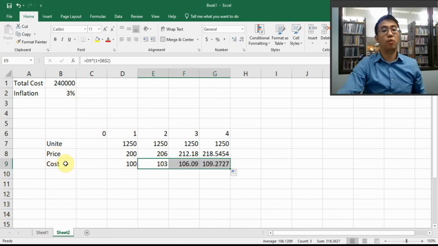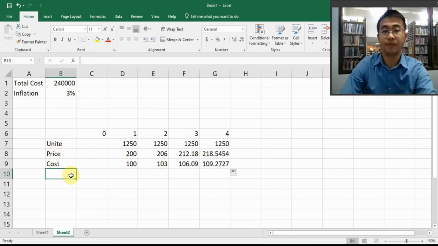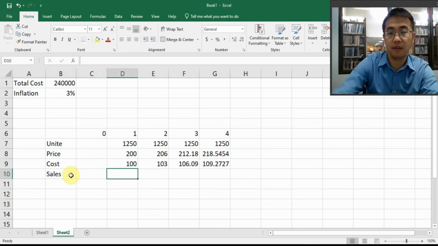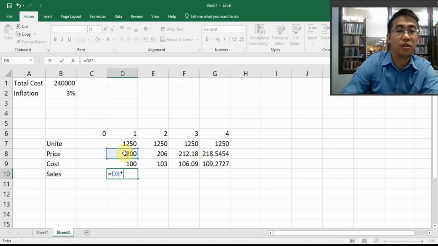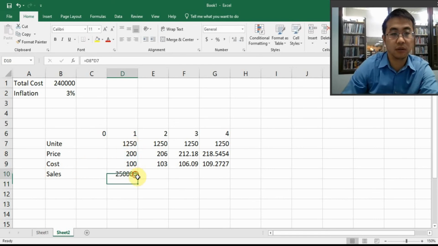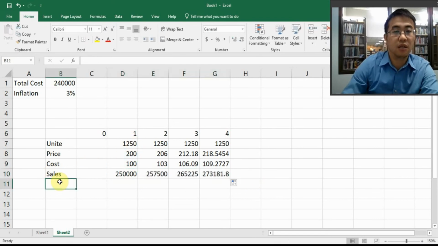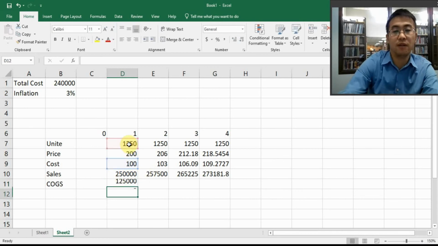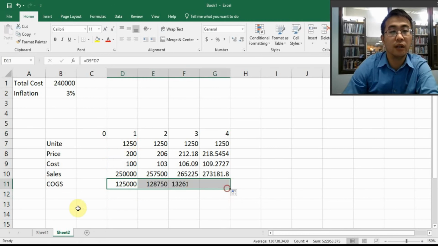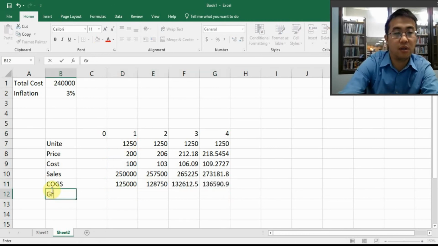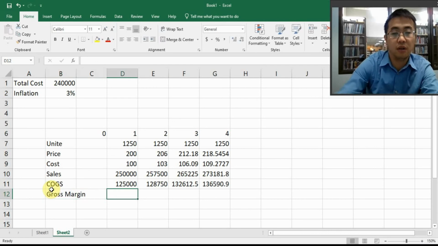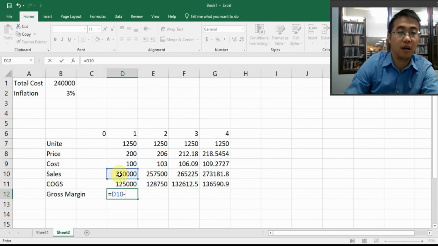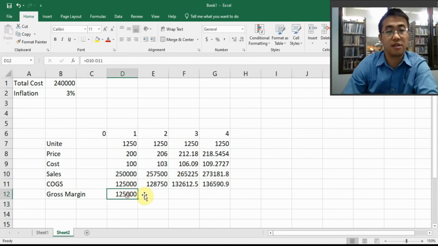Okay, so what you would have here, you can calculate the sales, which is the price times the unit, and you can also calculate the cost of goods sold, which is the cost per unit times the total number of units. All right, and what that would give you here is a gross margin, which is the total revenue minus the cost of goods sold. It is the variable cost.